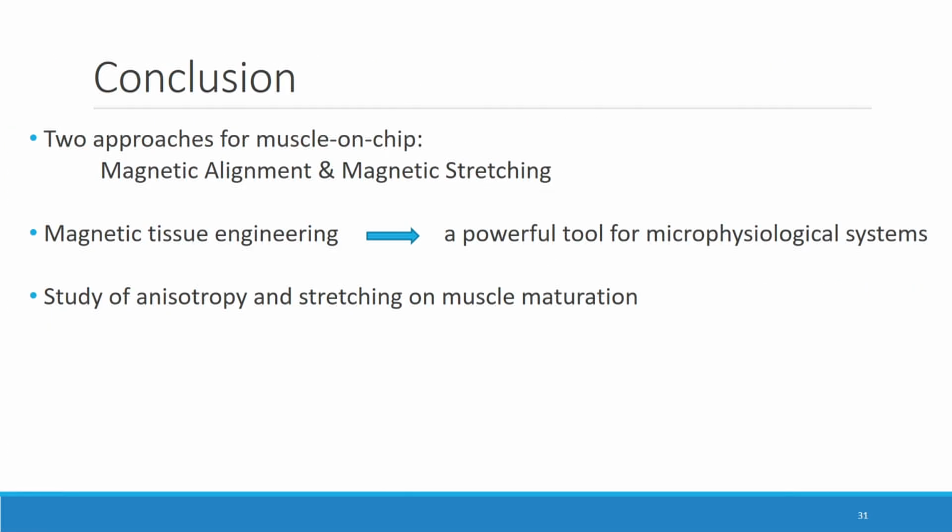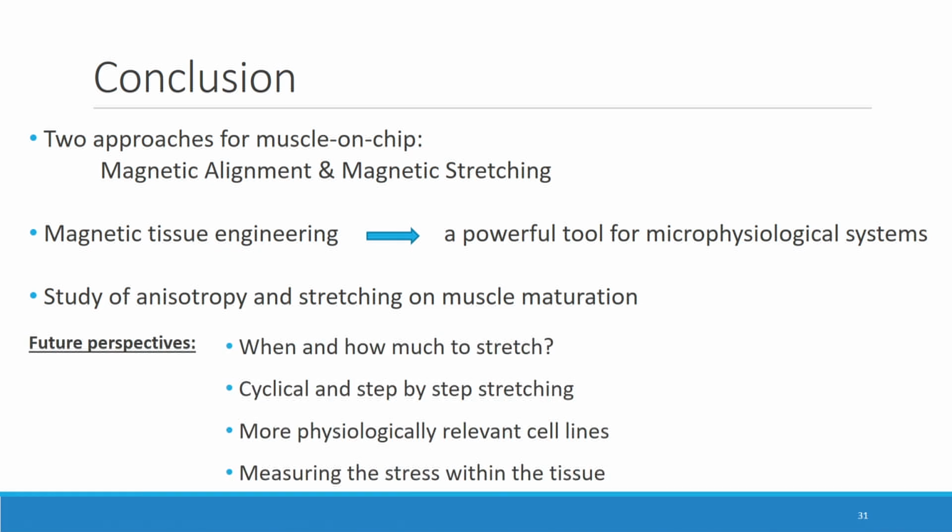And so with our two approaches to create muscle on chip, whether it's magnetic alignment or magnetic stretching, we have shown that magnetic tissue engineering is a very useful and versatile tool to create microphysiological systems, whether it's to create spheroids, to pattern a tissue, to control cellular organization, or even the organization of bigger objects, to trap tissues or even to stretch them. There are a lot of possibilities. And in our case, it has allowed us to study the impact of anisotropy and stretching on muscle maturation.